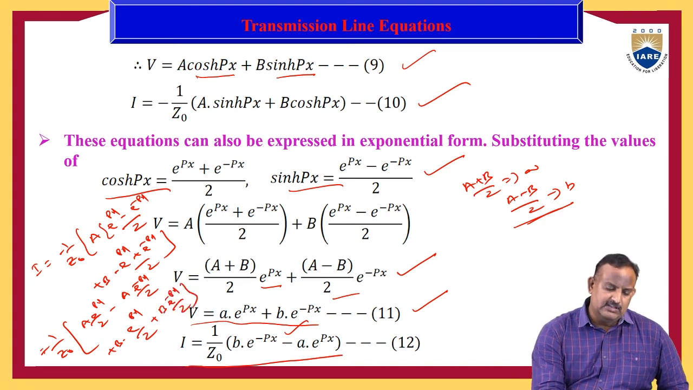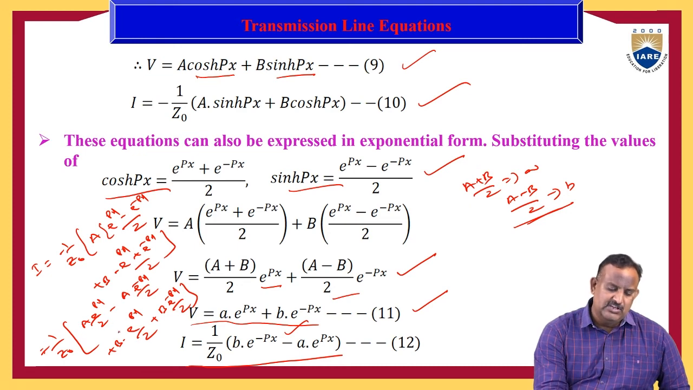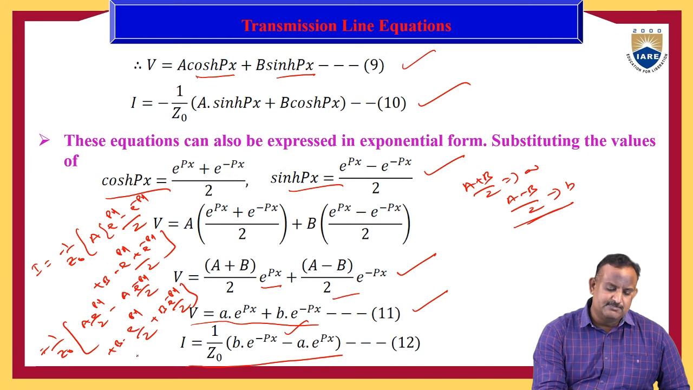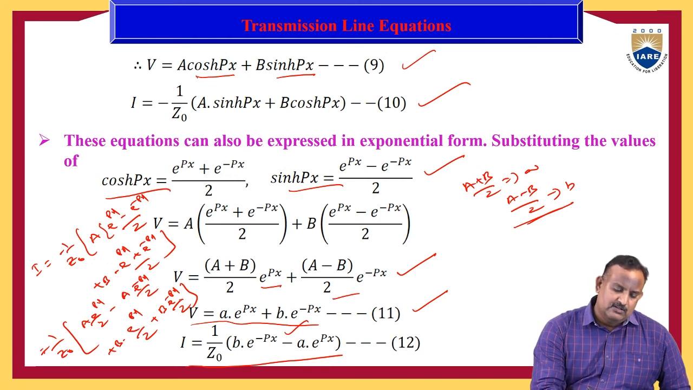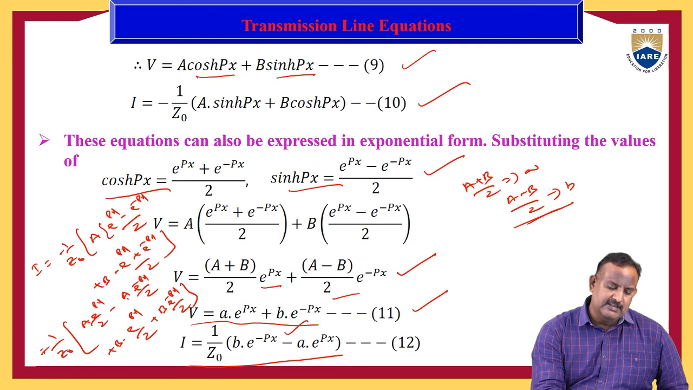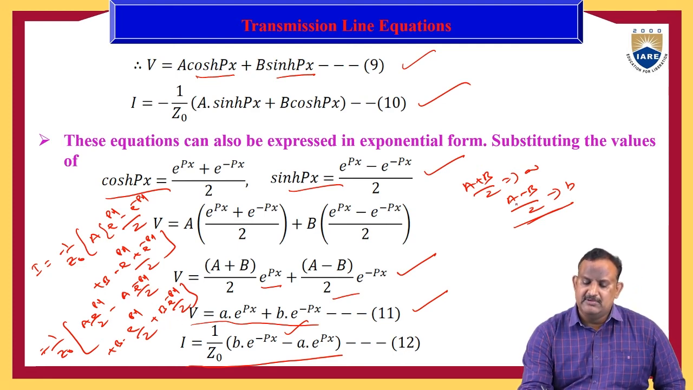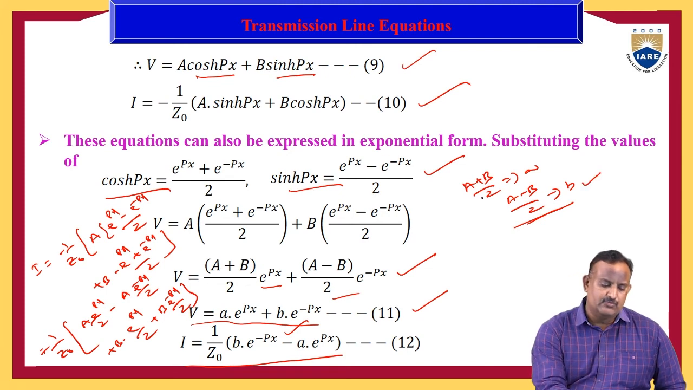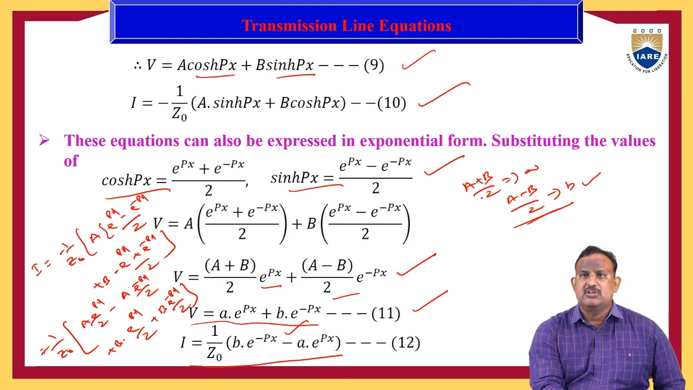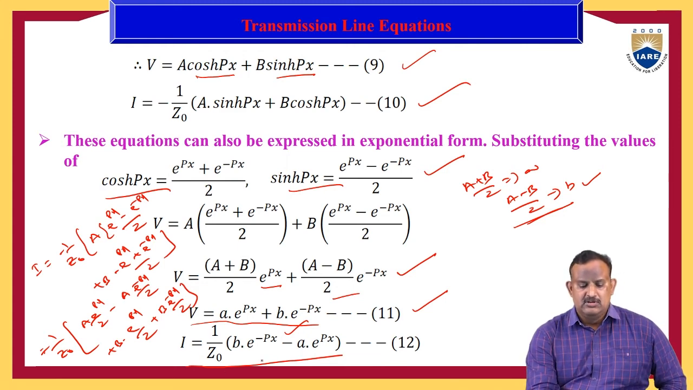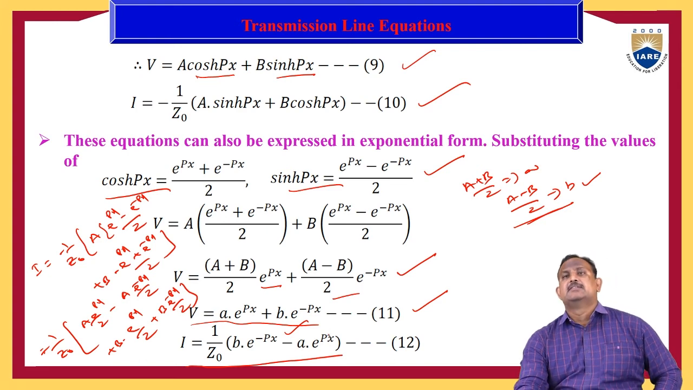So here you can take e^px common: e^px into (a + b)/2, and if you take e^−px common, we have (b − a)/2. But here we have (a − b)/2 equal to small b. Therefore, if you extend the minus through the brackets, the equation can be reduced to I is equal to 1/Z0 into (b e^−px − a e^px).